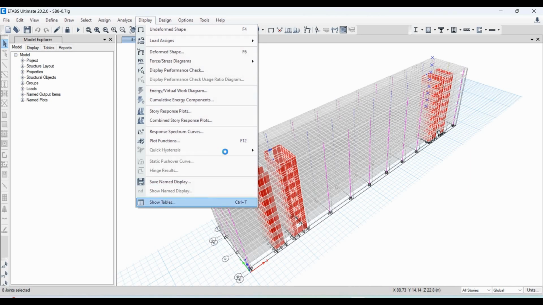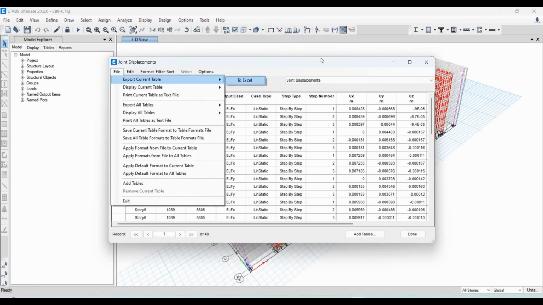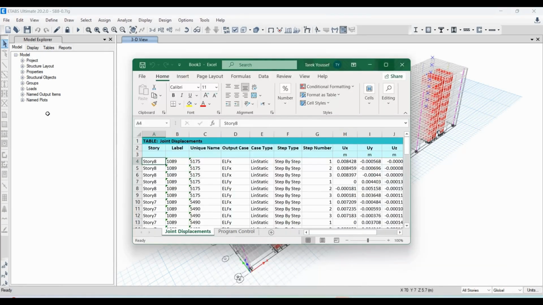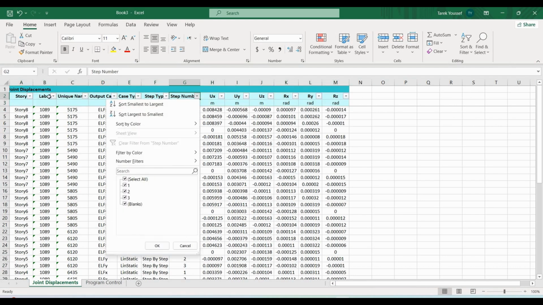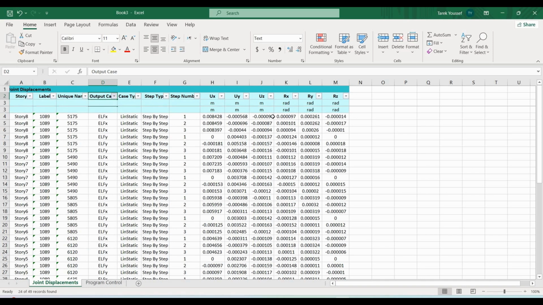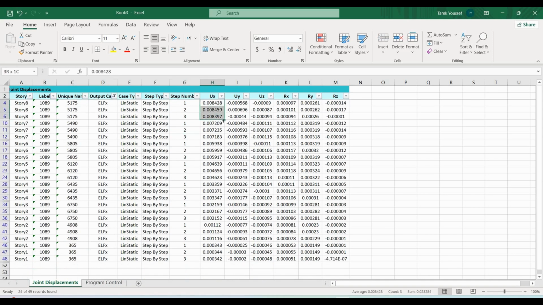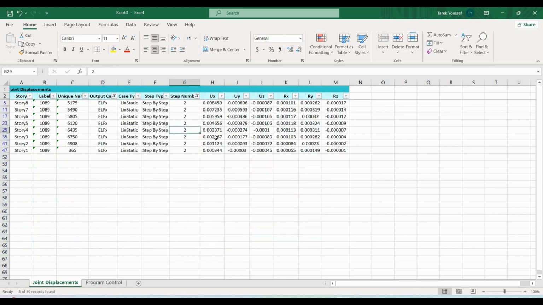And from the display show tables, we need to obtain the joint displacements. And again, we need to filter the results and check which case will provide the highest value. Then let me choose first the ELF in X direction. And by checking the first 3 rows here, we can find that the middle row has the highest value, which is the step number 2. Okay, guys? Then let's choose step number 2.